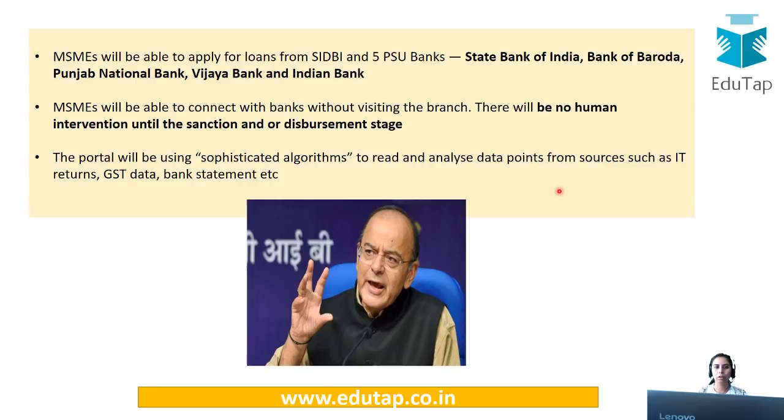So the 5 public sector banks, you can go through them: SBI, Bank of Baroda, PNB, Vijaya Bank and Indian Bank. So these are 5 important banks, and the important thing is that until the disbursement stage there will be no human intervention. After the approval of the loan, it will be tried that within 7 to 8 days the loan is disbursed, and at the disbursal stage finally there will be some human intervention, and then the officers would be coming and all the inspections would be going on. So important thing, keep this in mind.